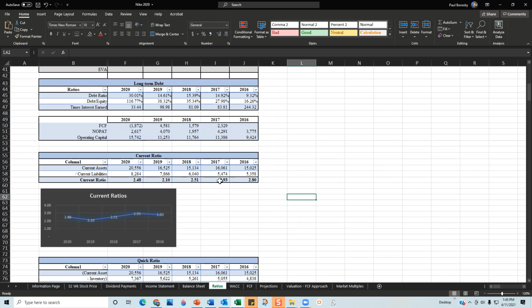In 2017, they do a little bit worse, but they start improving it for 2018, 2019. But again, in 2020, their cash position is too high. It's driving up their current assets, which is resulting in a 2.48 current ratio. So their current ratio is way too high as compared to other competitors in the industry. There are a lot of things they can do to mitigate that, but that tells us that management is not doing a good job managing their current assets.